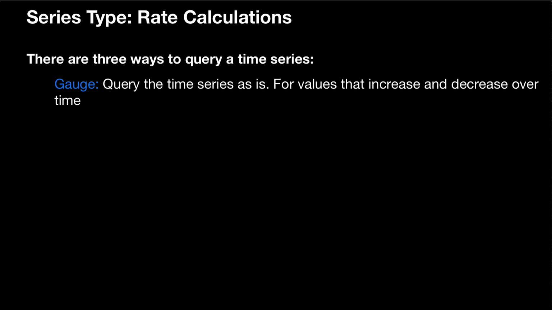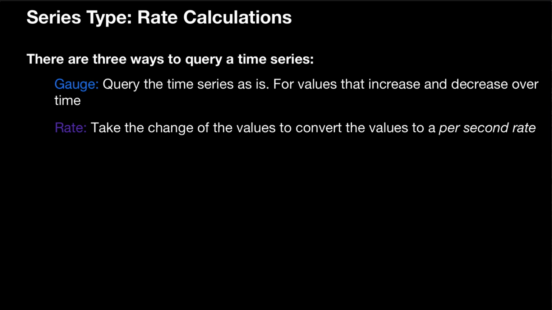Another way which OpenTSDB manipulates our data is to do rate calculations. And in the graphing page of Bosun, you'll see this is a series type. So there are three ways to query a time series in this regard. There's a gauge, and that's just querying the time series as it is, and it's generally used for values that increase and decrease over time.